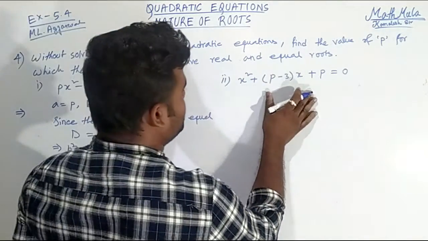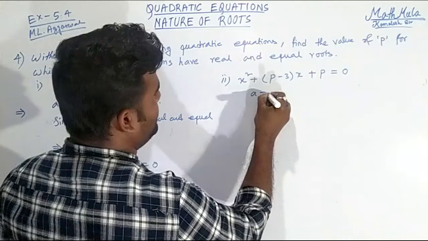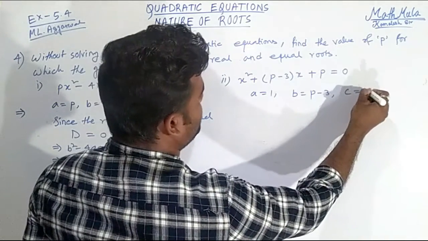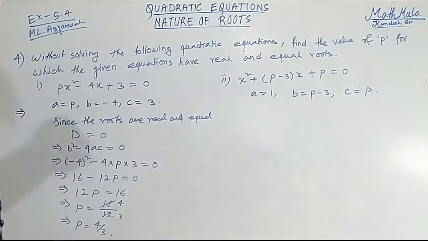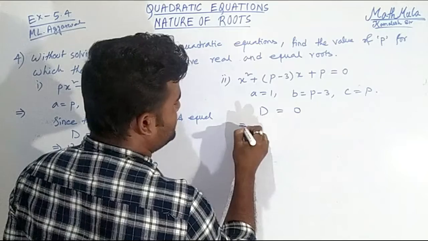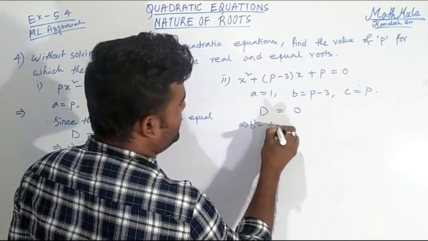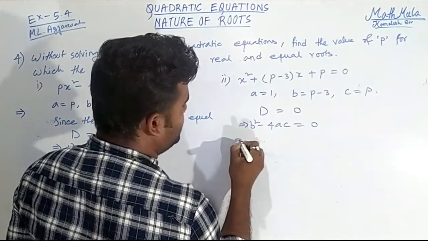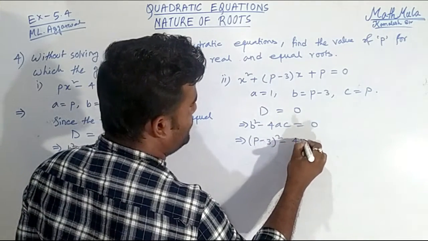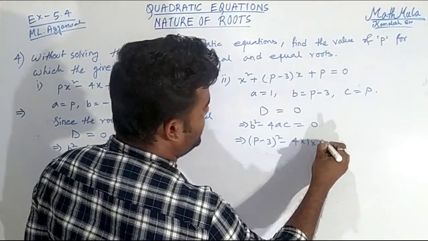Now comparing this equation with the general form, we get a equals 1, b is equal to p minus 3 and c equals p. Given that the roots are real and equal, the discriminant is equal to 0. That implies b square minus 4ac is equal to 0. That implies b square, that is (p minus 3) whole square, minus 4 into 1 into p is equal to 0.